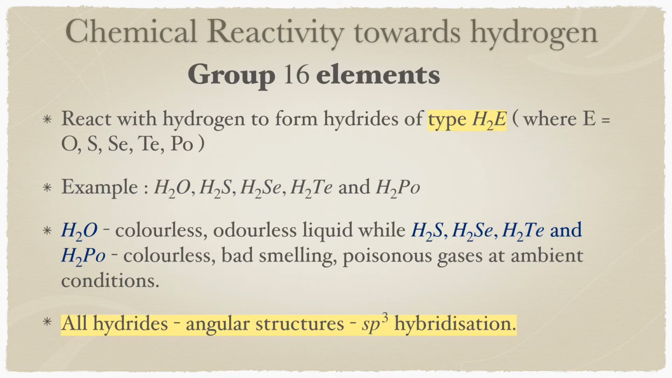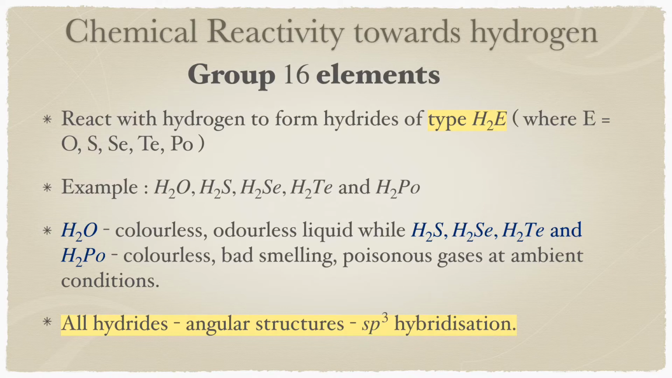So group 16 elements react with hydrogen to form hydrides. Always remember, group 16 elements react with hydrogen to give hydrides. That means of the type H2E, where E is the element of group 16, that is oxygen, sulfur, selenium, tellurium, polonium. So the example will be this simple. You just have to replace E by the element. So if it is replaced by oxygen, it is H2O. Similarly, it will be H2S, H2Se, H2Te and H2Po.